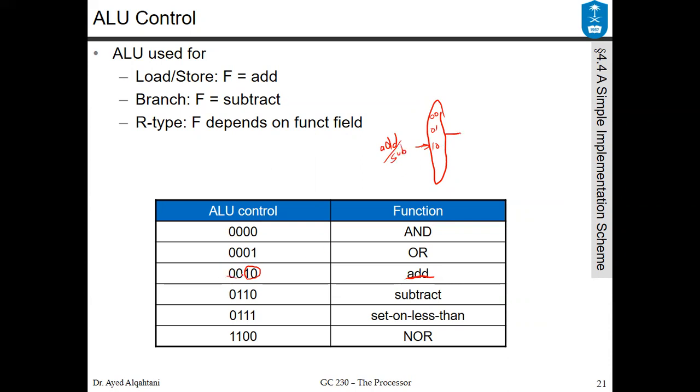The 00 tells you that the operand A that you are going to add, because you are adding two operands, A and B, is in its normal form, and also operand B is in its normal form. It's not complemented. So A is not complemented and B is not complemented. This is what we mean by this.